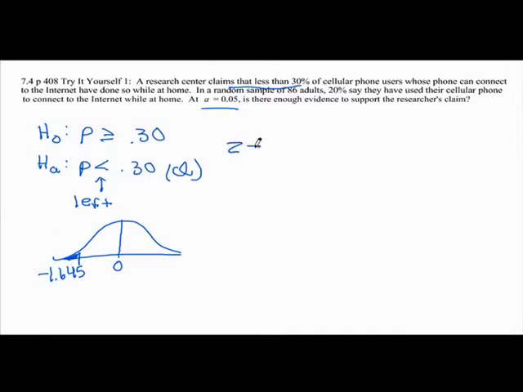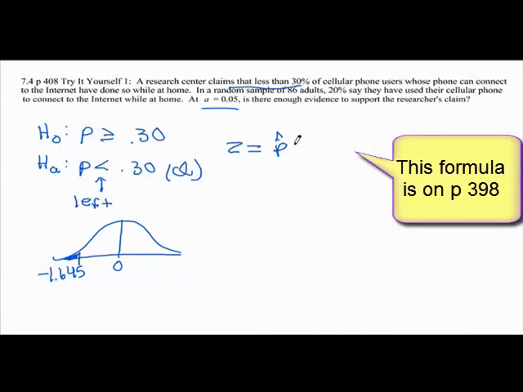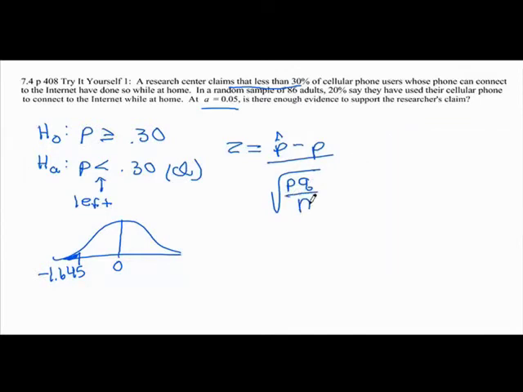The next thing we're going to do is calculate our z. So the formula for z is p hat minus p over the square root of pq divided by n. So let's figure out what our numbers are here. So our p is 0.30. Our p hat is going to be 20%, which is 0.20. Our q doesn't have to do with p hat, it has to do with p. So that's 1 minus p, which is 1 minus 0.30. So our q is going to be 0.70. And our n here is how many are there? 86 adults. So n is equal to 86.